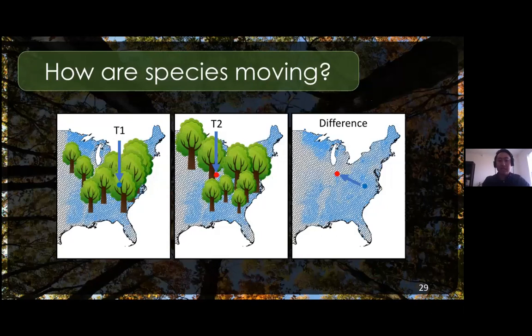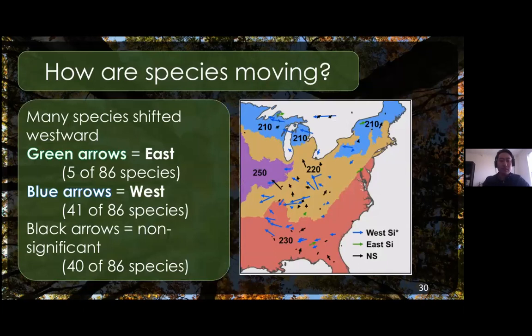So we could see where the species is most abundant at one time period, and sort of calculate its center of mass. And then do the same thing in the second time period and look at the difference between these two to see how far and in what direction these species actually shifted. And so what we found with this analysis is that many of these species are shifting westward. So we found about half of the species had significant longitudinal shifts east or west, but most of them were shifting westward. About 41 out of the 86 species shifted west, but only 5 of them shifted east.